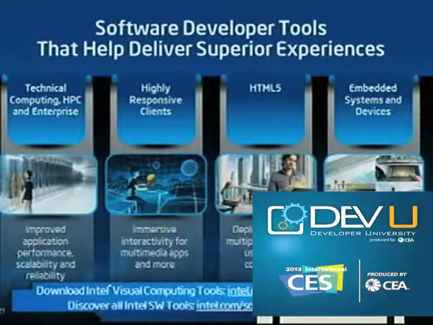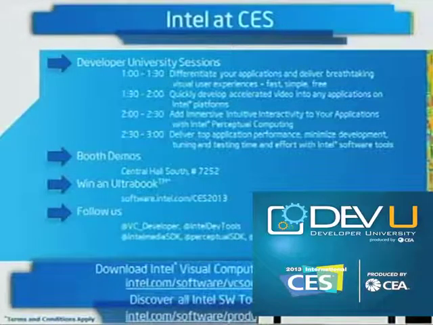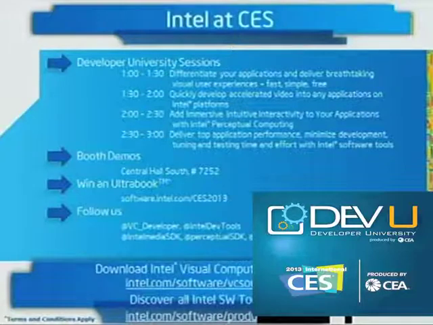Okay, so as I mentioned, these are the four pillars for software focus for Intel: technical enterprise computing, highly responsive clients, HTML5, embedded. We're going to have more discussions on the performance client sections, media SDK, perceptual computing, and a little more on some of our technical and enterprise computing tools as well. The URLs to download these are here: intel.com/software/VCsource. That stands for Visual Computing Source. You can find all the visual computing products there, as well as links to all the other Intel products, intel.com/software/products. And there are a lot of other opportunities or exposure from Intel that you can get if you're interested.